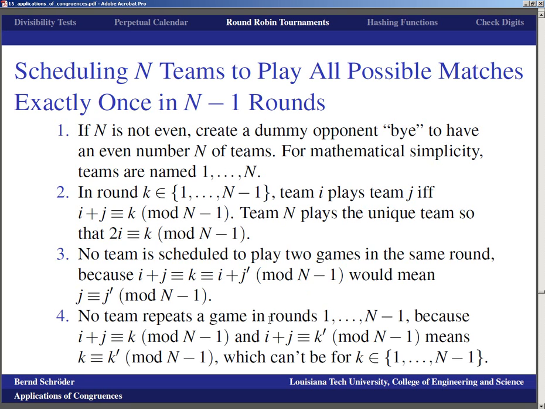And also, the other thing you have to be careful about is that no games are repeated, and no team repeats a game in the rounds from 1 to n-1, because if you have i plus j equals k, so this game i versus j is played in round k, as well as i plus j being k prime, meaning i versus j is also played in round k prime, both equivalences modulo n-1, that would mean that k is equivalent to k prime modulo n-1, and that can't be, because k and k prime are both between 1 and n-1.